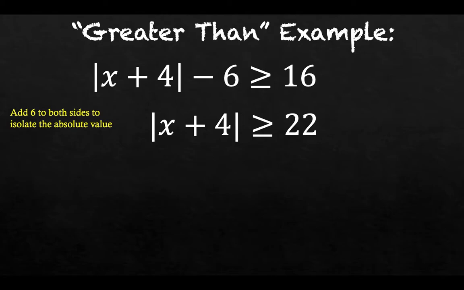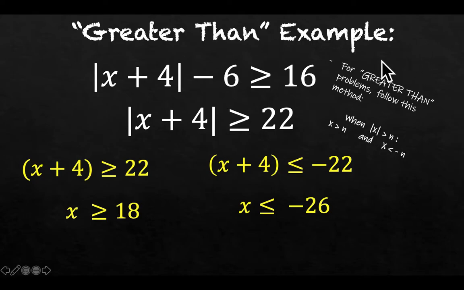So hopefully you started this one by isolating the absolute value of x plus 4 by adding 6 to both sides. So when we added 6 to the left side, then we were left with simply the absolute value expression. But when we added 6 to the right side, we had 22. Next, we have to apply the greater than rules. So we have to establish 2 separate inequalities.